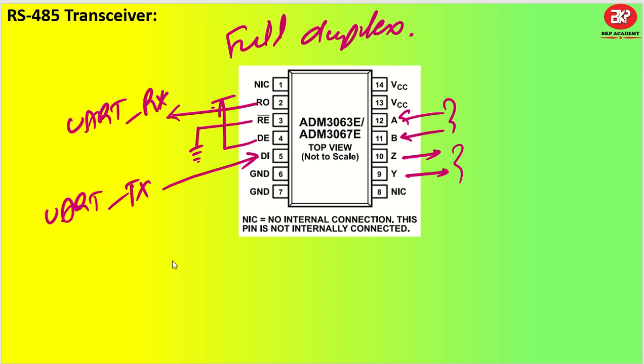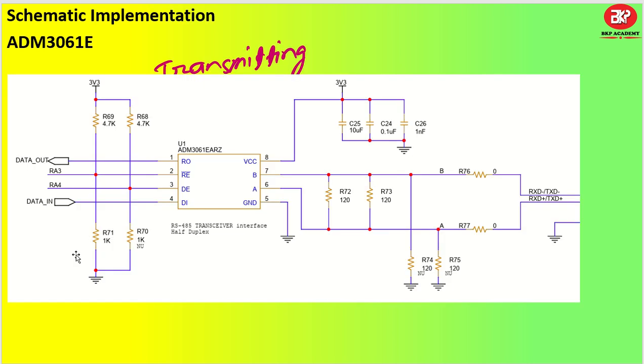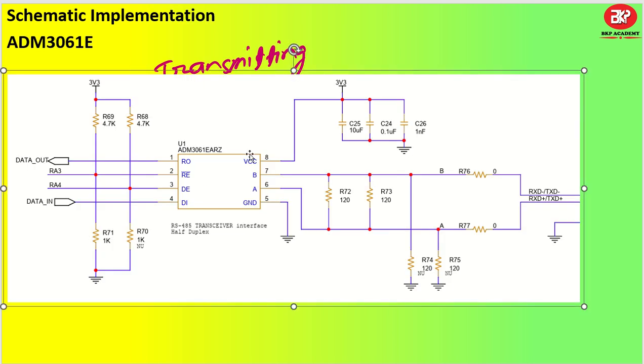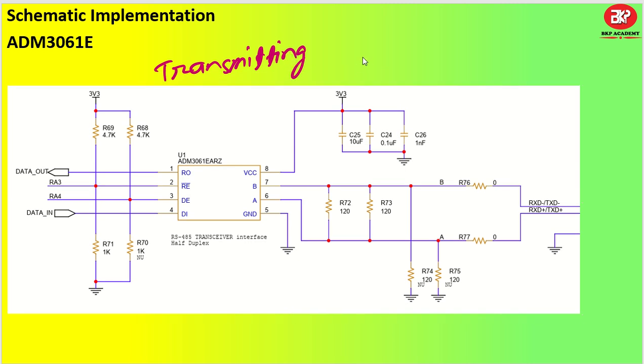So that's all. If you try to implement this particular IC, the same concept will be utilized in any of the manufacturers' RS485 transceivers. Let us quickly understand this by working in the transmitting mode of this particular IC. We have connected the RO pin to the data output, which is going to be my UART RX pin, and DI is connected to the data input pin, coming from UART TX. So UART TX is transmitting the data to the DI pin.